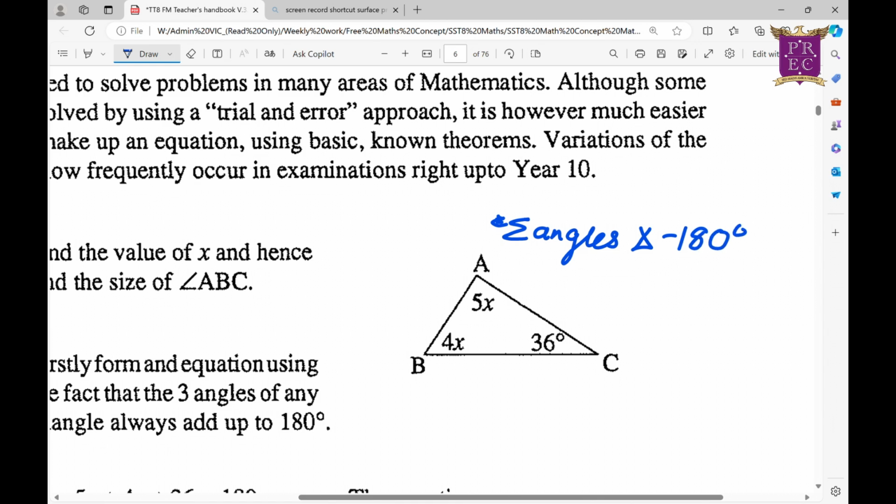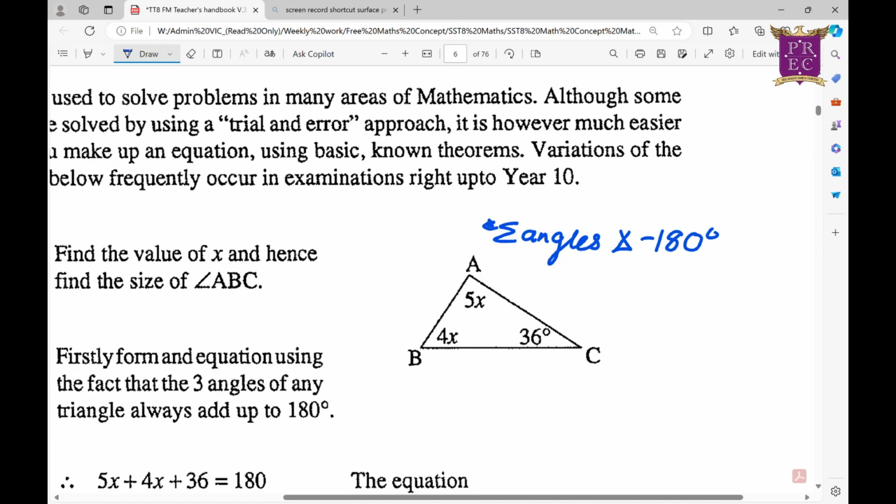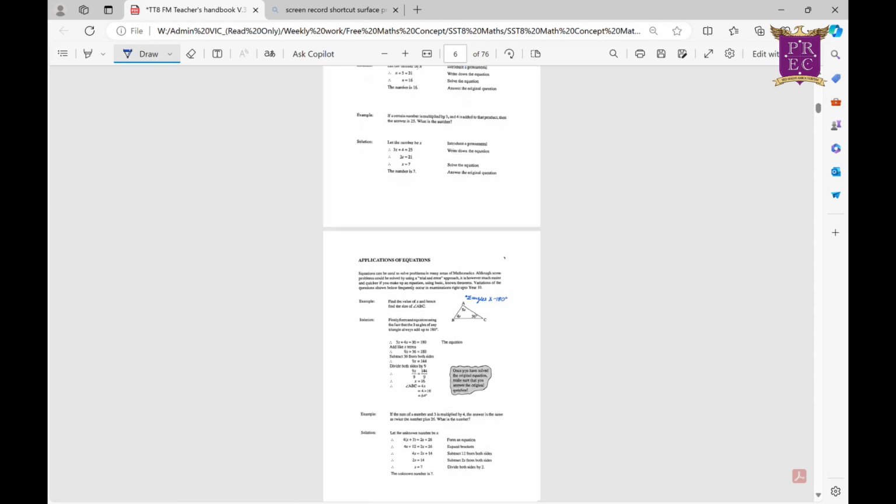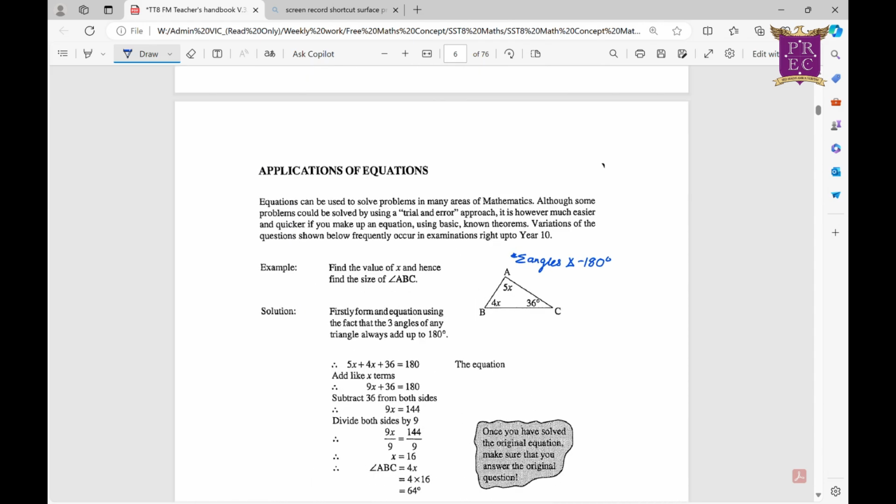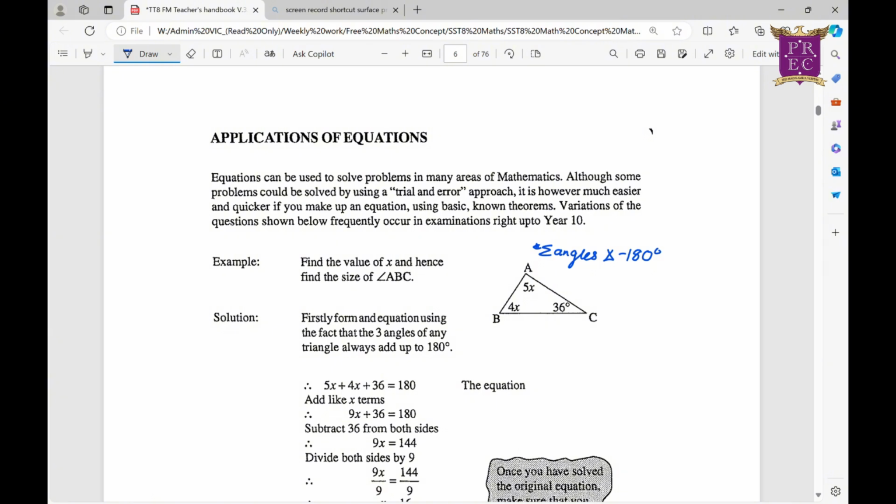Okay, and we know that these all add up to 180 as well, because the sum of angles is 180. For some reason it's not working, but it's fine. Let's zoom out. So let's come up with our formula first. What's our formula? It's 5x plus 4x plus 36 is equal to 180. It's not writing for some reason.